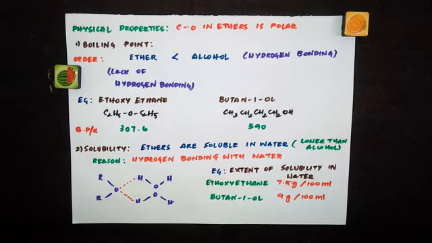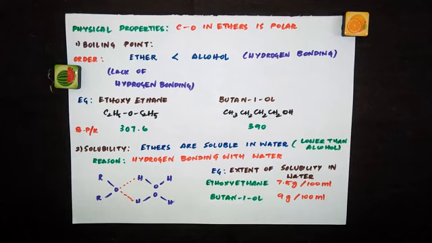The next one is solubility. Whether ethers are soluble in water or not. Yes, ethers are soluble in water, but their solubility is comparatively lower than the solubility of alcohols. Now the question is, why are ethers soluble in water? Because we know organic compounds usually are not soluble in water, they are hydrophobic in nature. And we have seen alcohols are soluble in water. Why? Because alcohols can form hydrogen bonding with water.